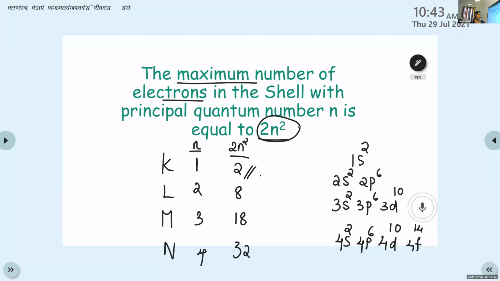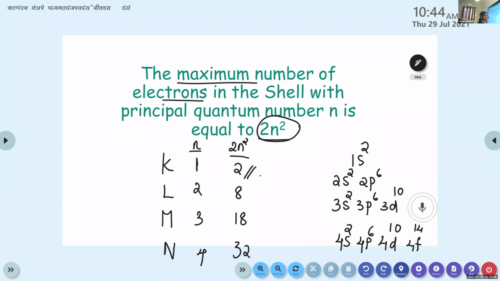Mary Angelina, what's the equation to find out the maximum number of electrons in each shell? Can you hear me? Shreya? Yes. Tell me. Ma'am, 2n square. Once again. 2n square. Okay. 2n square is the equation to calculate the maximum number of electrons in each shell. Shall I move to the next slide, children?